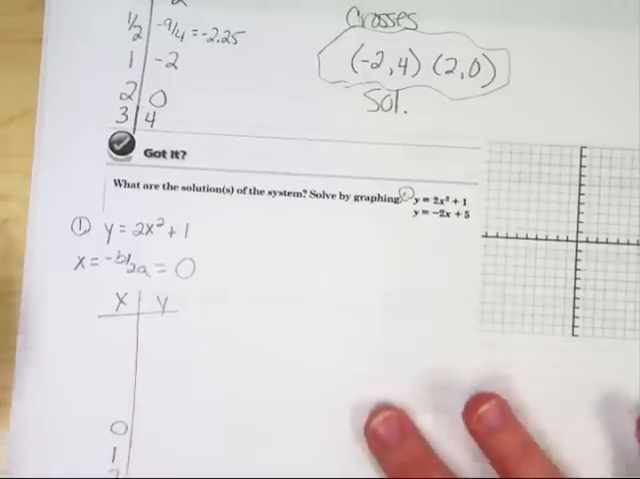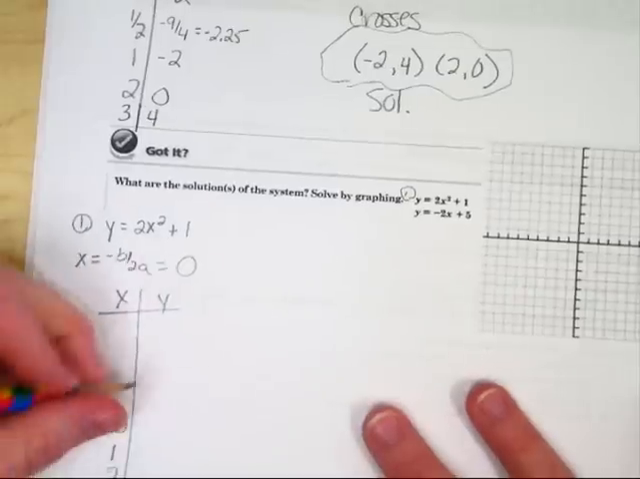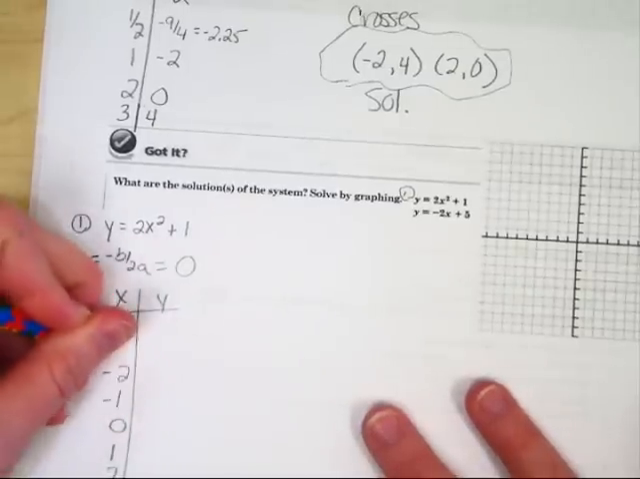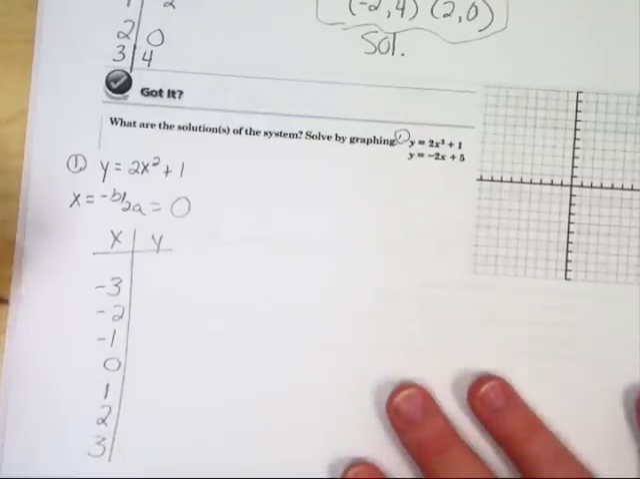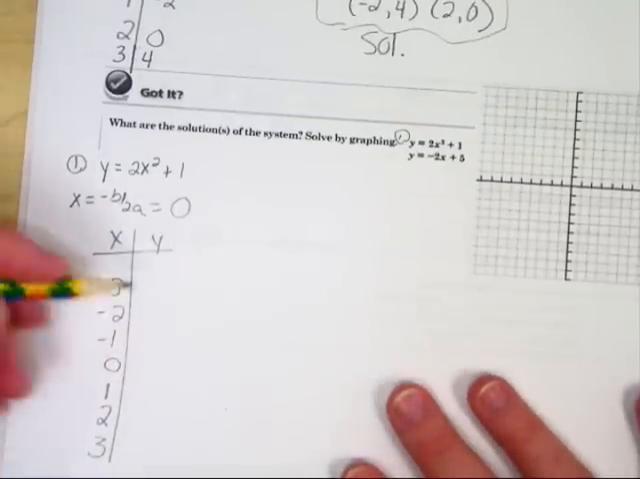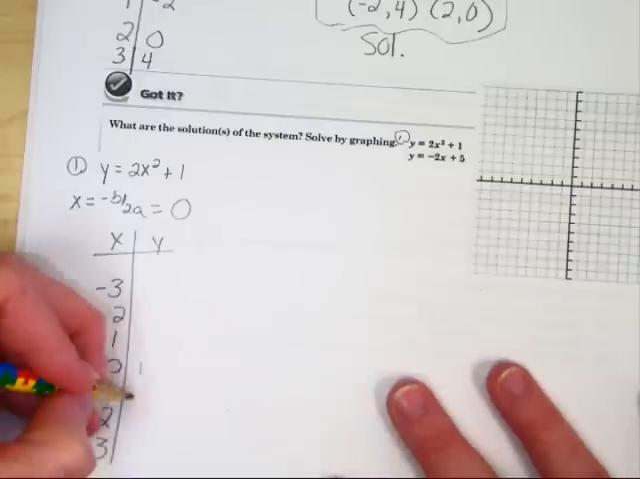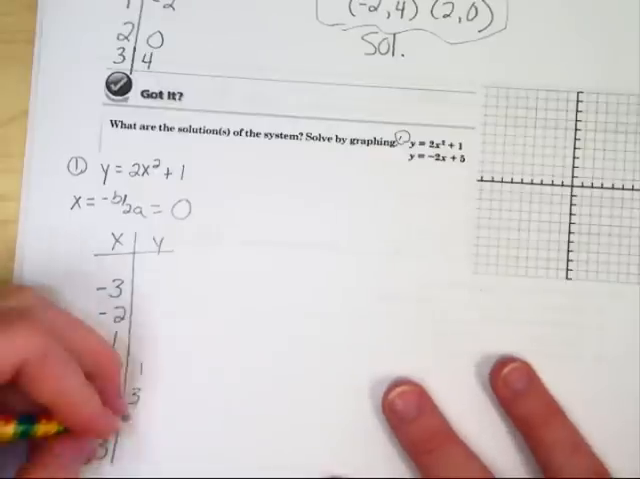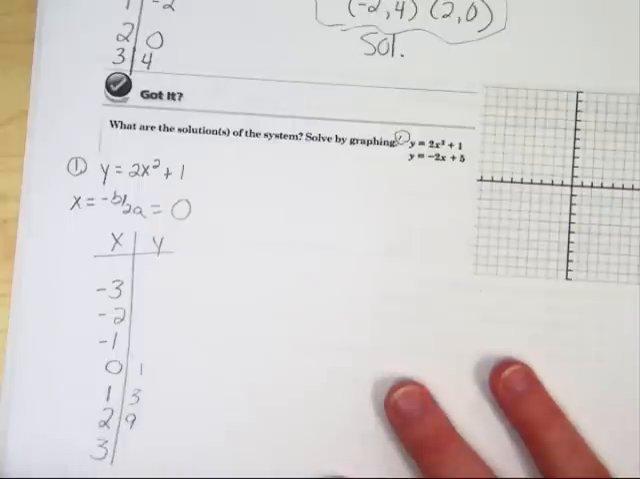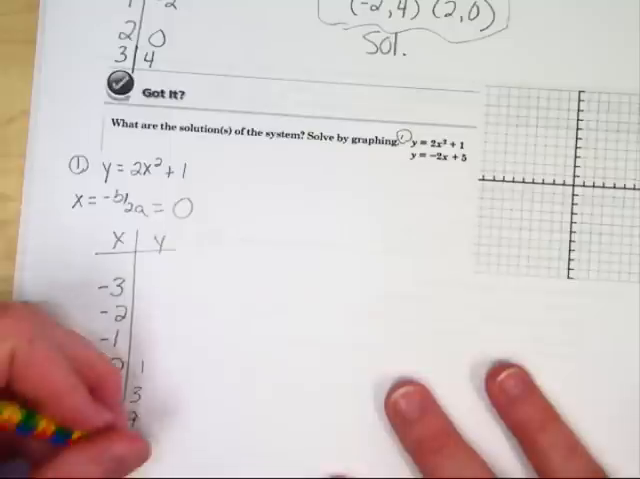Notice I'm going to include more points than I typically do. Okay, I'm going to go all the way up to 3. And I'm going to go down to negative 3. That way I get a nice graph. Let's plug our values in. Let's start at 0. 2 times 0 plus 1 is 1. Let's go to 1. 2 times 1 plus 1 is 3. Let's plug in 2. 2 times 4 is 8, plus 1 is 9. I'm squaring it as I go along. And then let's plug in 3. 2 times 9 plus 1 is 19.